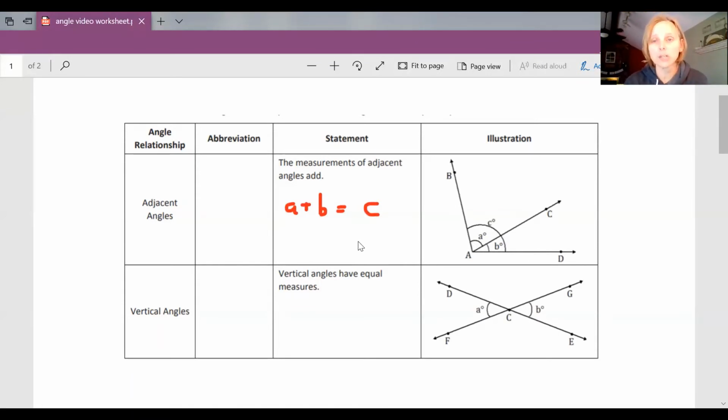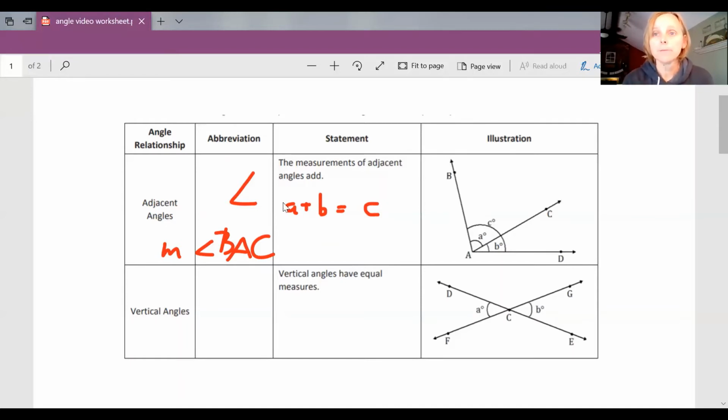The one notation I'd like to show you is the symbol like that, and I'll put that in the abbreviations. That simply means angle. So if I was talking about angle BAC, I would write angle BAC. Okay, and sometimes you might see a little M in front of that. That simply means the measure of angle BAC. M meaning the measure, like how many degrees. Okay, so that is all that we need to worry about in terms of adjacent.